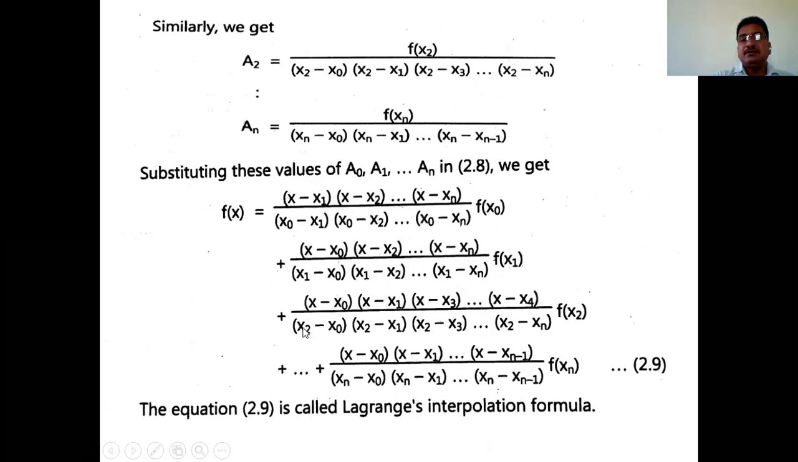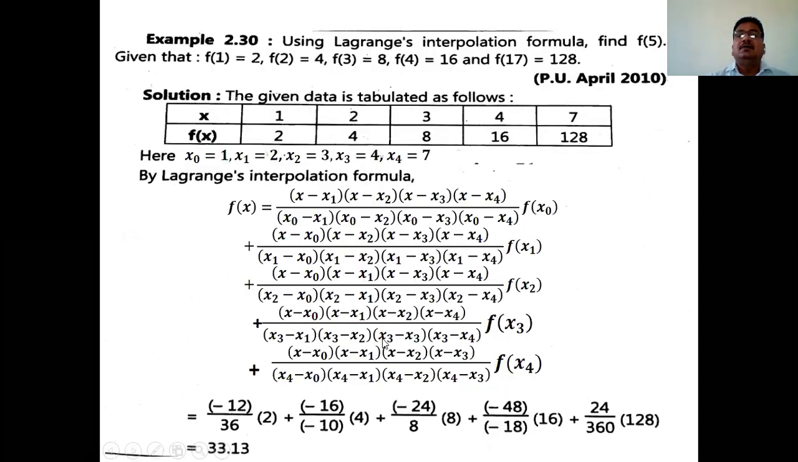So just write here x2. Here there is no x minus x2 term. So x2 minus x naught, just write x as x2. Okay. So all the remaining terms are like this, and here there is no x minus xn term, just write x as xn into f of xn. So this is the Lagrange's interpolation formula. So these are some examples on the Lagrange's interpolation formula.